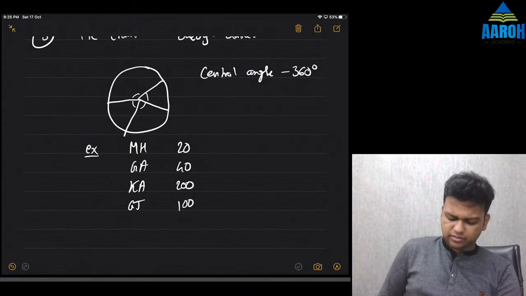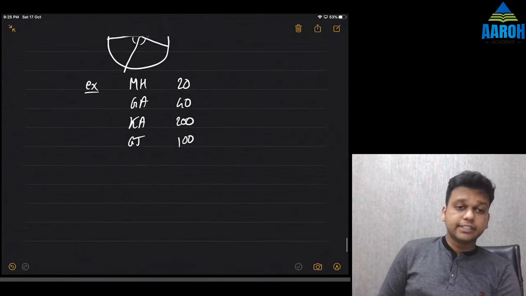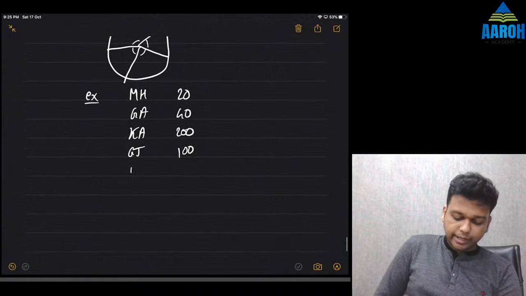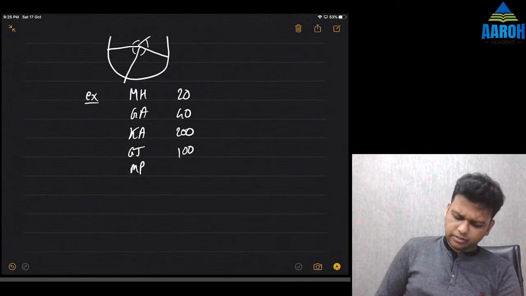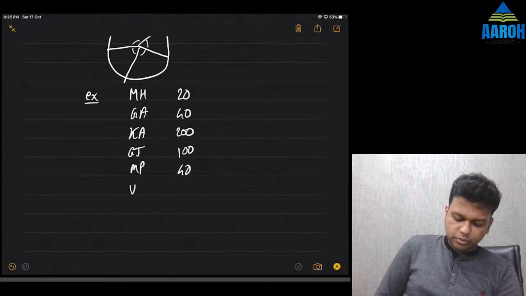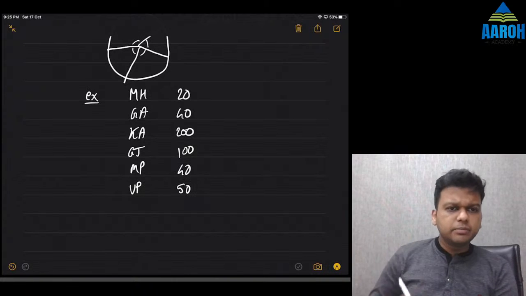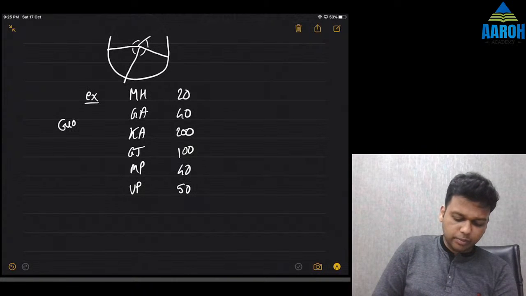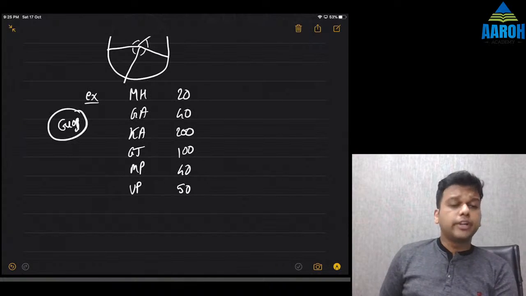Let's take some other states. Maybe sales in MP are 40 lakhs. Sales in UP are, let's say, 50 lakhs. So we have these many states. This is geographical data or spatial data. How to plot it on a pie chart?